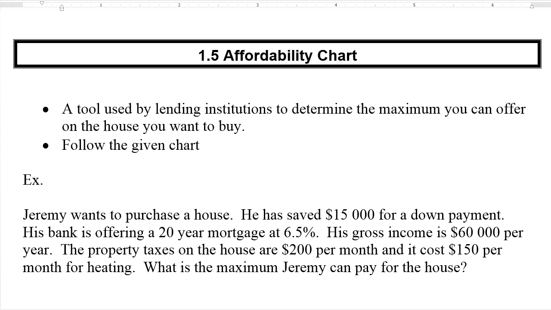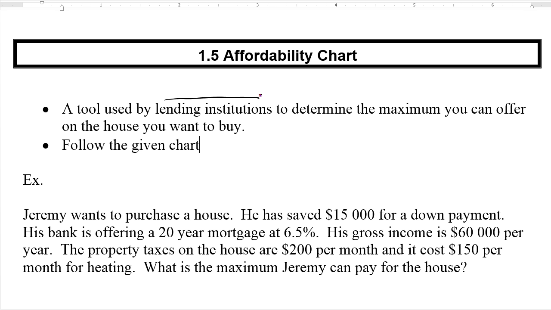Now, when you go find a house, it's nice to know the maximum amount that you can actually afford to pay for that house. In recent years now, the housing market's been very competitive, and you want to make the best offer that you can in order to win your house. So the affordability chart is a tool used by a lending institution, which we'll call a bank, to determine the maximum that you can actually offer for a house when you want to buy it.